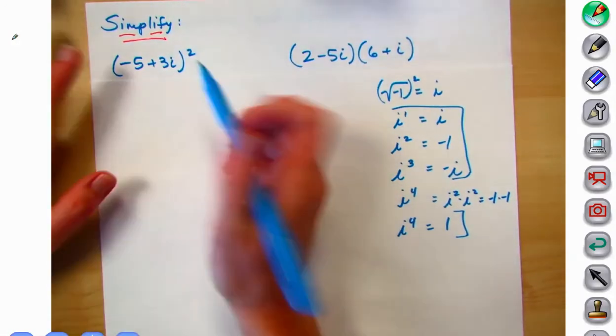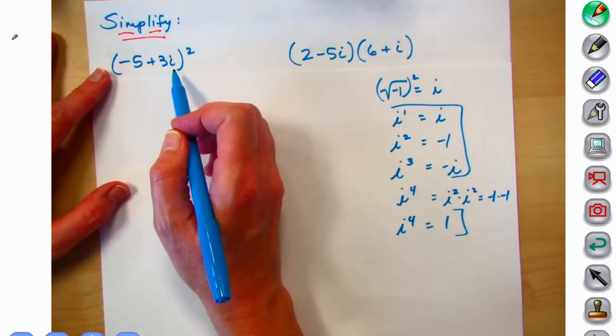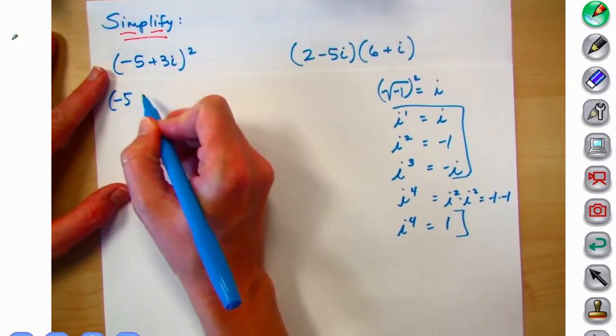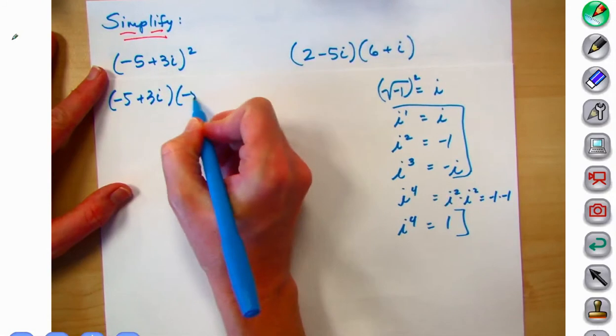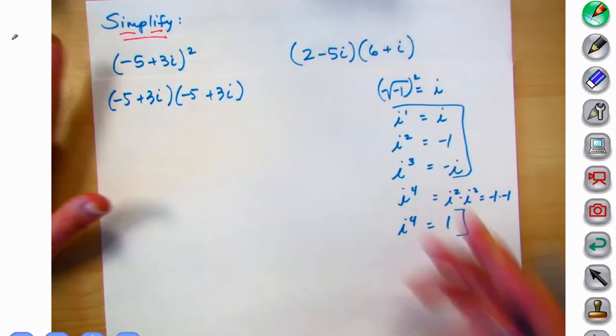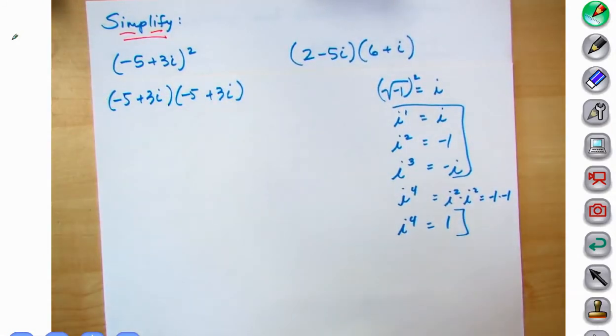So here we've got -5 plus 3i, the quantity squared. Please remember that this is what it means. And if you just say 25 plus 9i squared, then that's ridiculously wrong, okay? We need to use FOIL here.